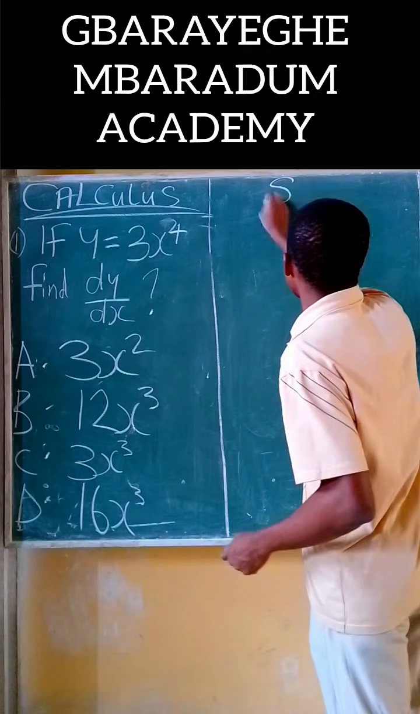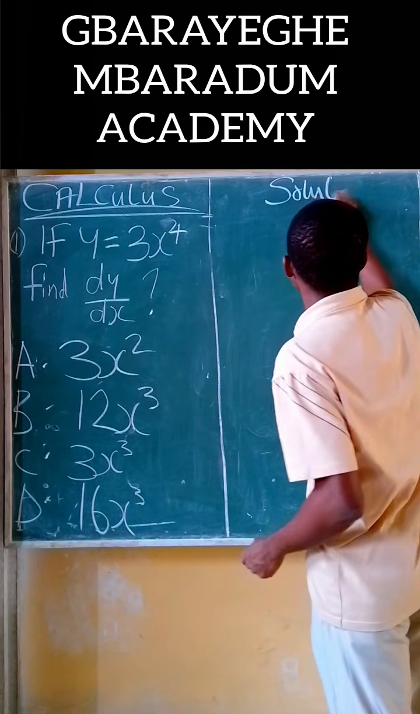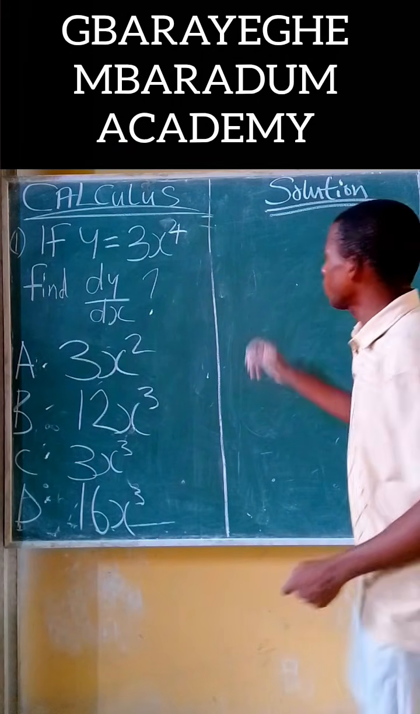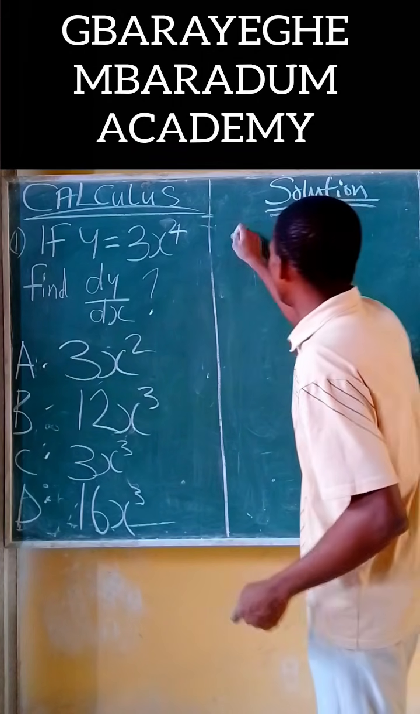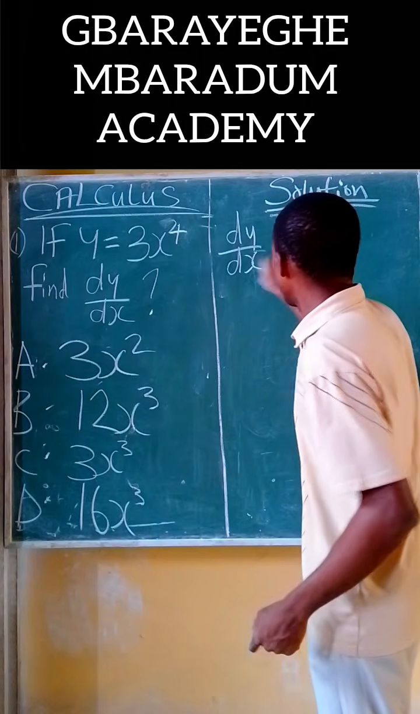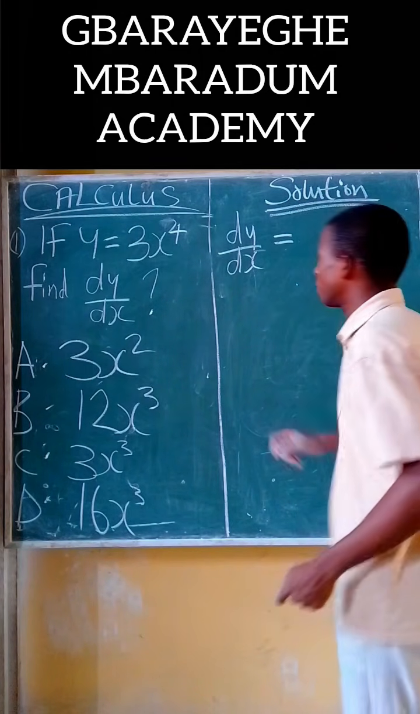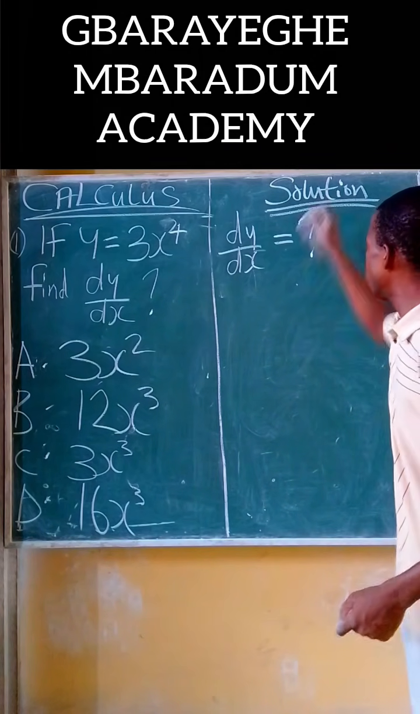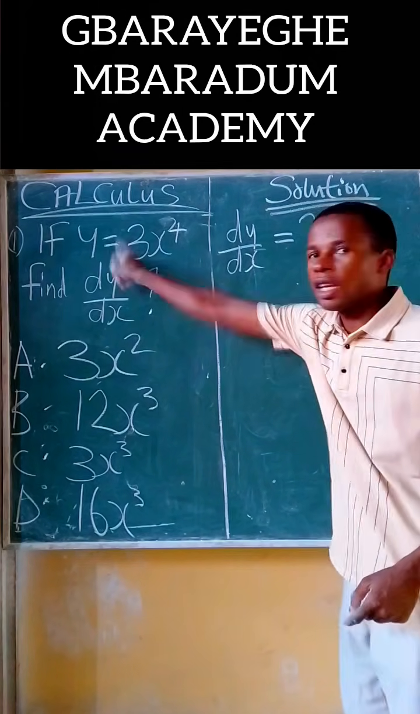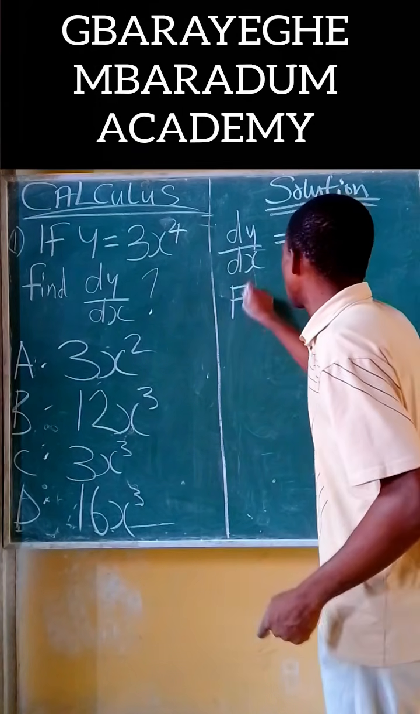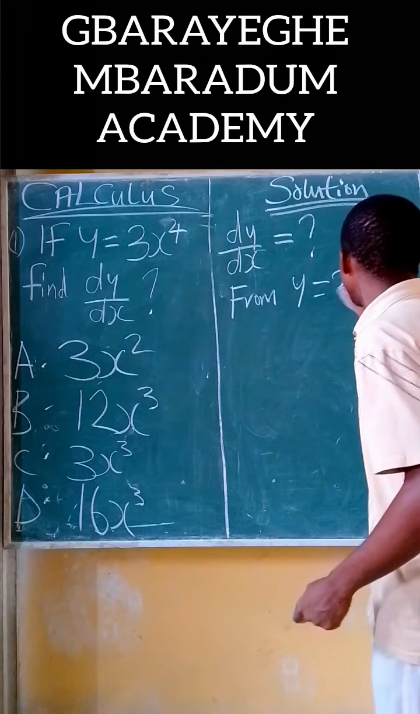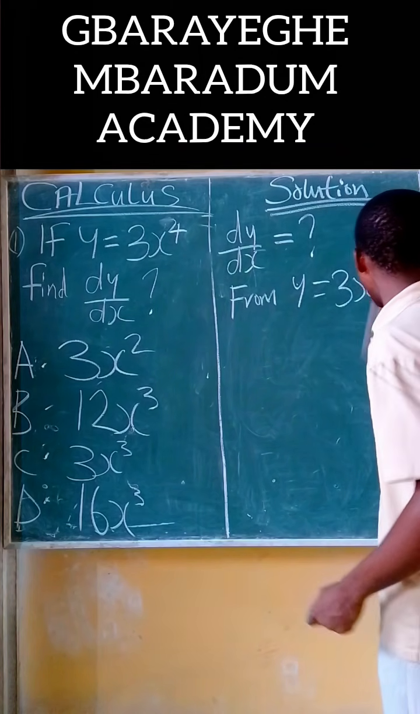Solution. First, to find dy over dx. Dy over dx is unknown, this is what they asked us to find. Now, from the question they gave us, y equals 3x to the power of 4, right?